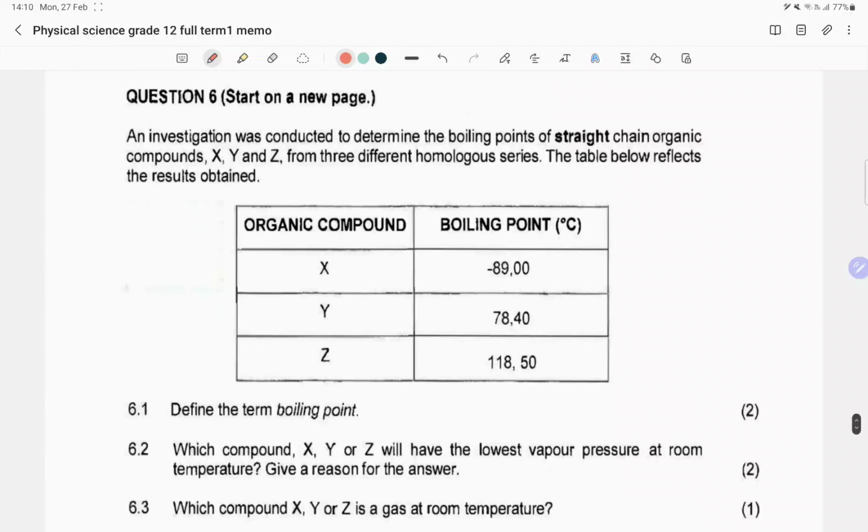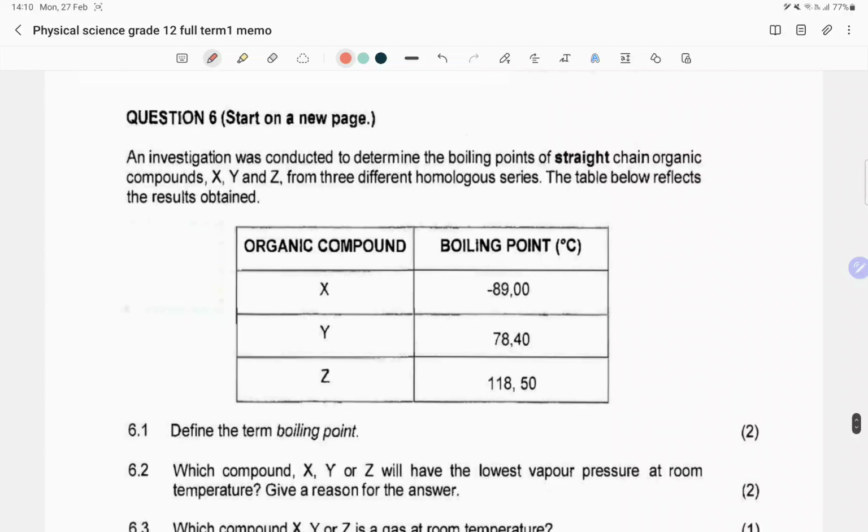We are almost out of time, so let's do question 6 quickly. Question 6 says, an investigation was conducted to determine the boiling points of straight chain organic compounds X, Y, and Z from 3 different homologous series. So this means they're not belonging to the same group, okay? The table below reflects the results obtained.